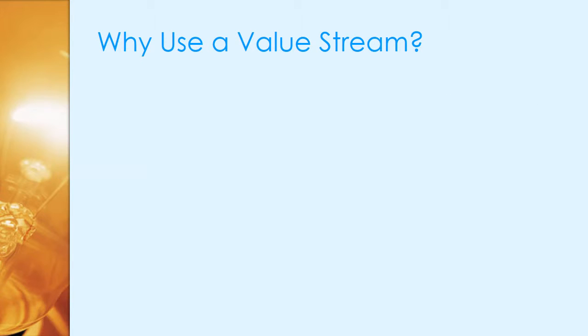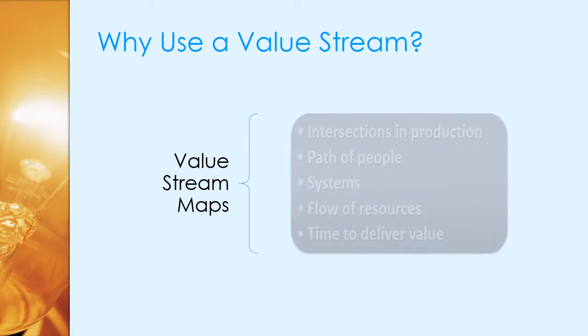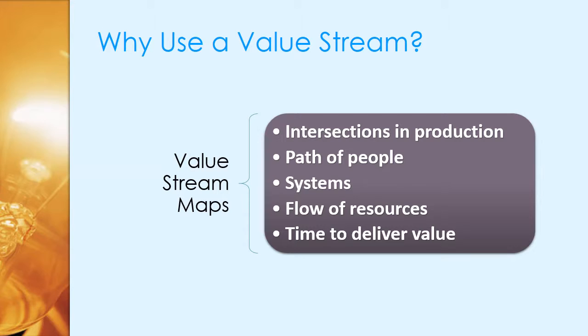Organizing portfolios of work around their respective value streams helps to eliminate waste, but because there are often intersections between production portfolios, it also helps to start by graphically representing the steps to delivering value using a value stream map. A value stream map is a flowchart that illustrates the path of people, systems, flow of resources, and the time that is required to deliver value to the customer. These are mapped with each step identified as adding or not adding value from the customer's perspective.